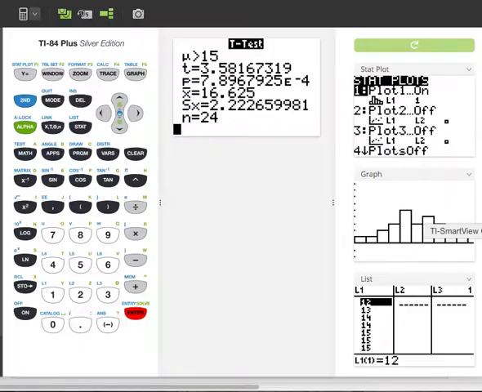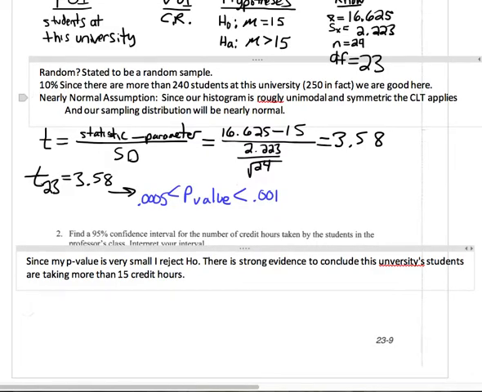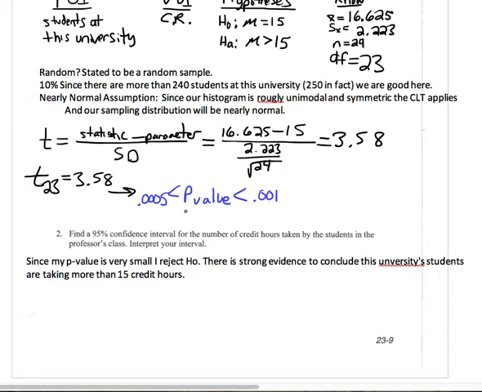Is the p-value consistent with what we had? Let's look at it. It says 7.90 e to the negative fourth. Remember, what does that really mean? That really means that the p-value is 0.000790.